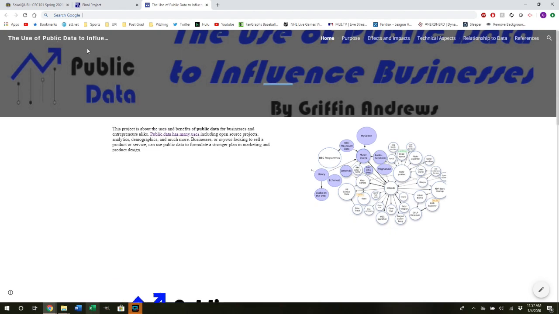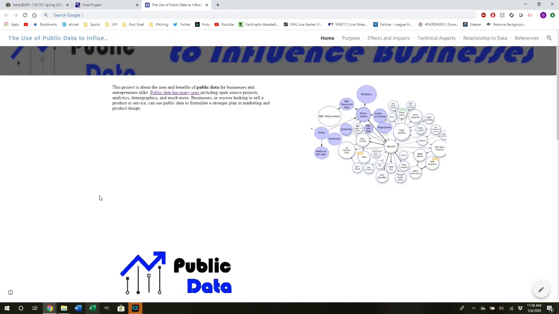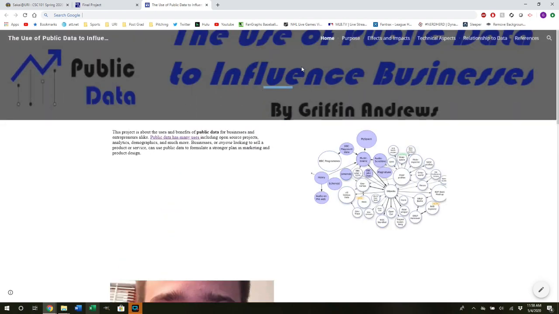My logo here, shown in the upper left-hand corner, with this public data and this arrow with the trend bars. This was made in Pixlr, P-I-X-L-R, not 100% sure how to pronounce that. The logo was found on Google Images. Just a quick search for data showed me these trend bars with this arrow upward showing progression. And then I added the text using Pixlr. Added this black and blue color to match the black and blue of the logo I found, and the banner was made in the same way.